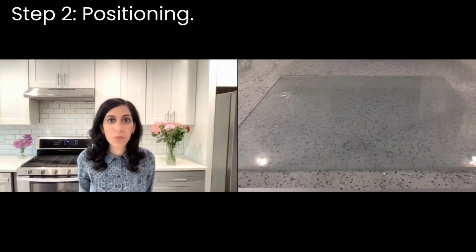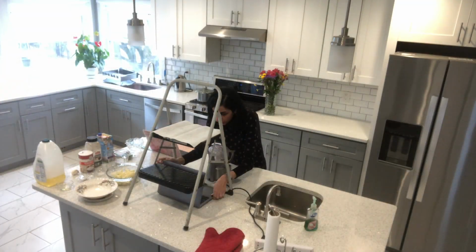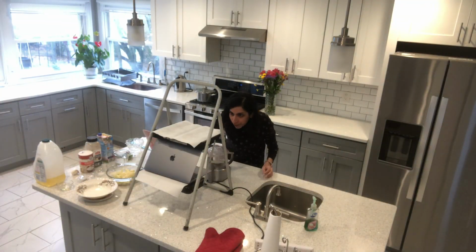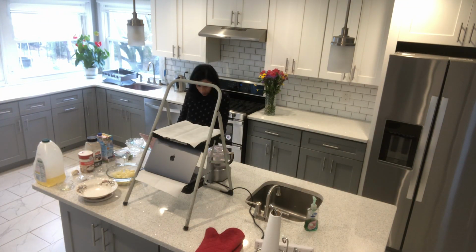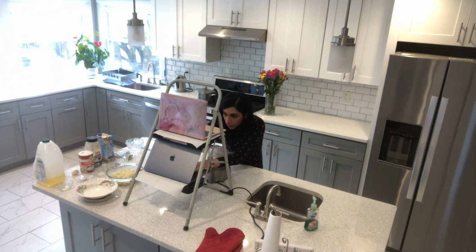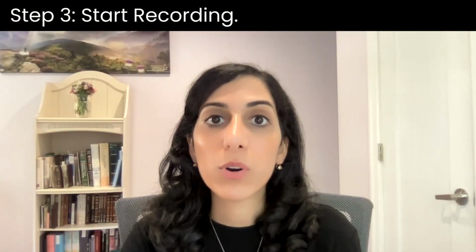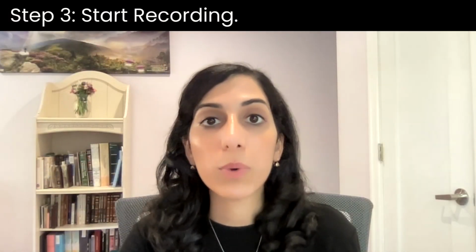Step 2, positioning. I like to use 2 devices with cameras on each so that one device will be facing me and the other will be facing my cutting board or kitchen countertop, so the audience can observe how the food is being prepared. Step 3, start recording. Tell the moderator when to start the recording. Then the moderator should start the recording and display the cooking demo flyer for a few seconds.